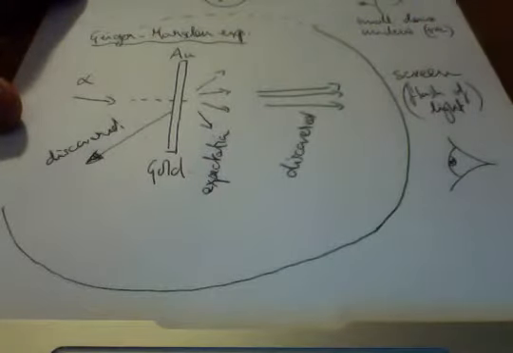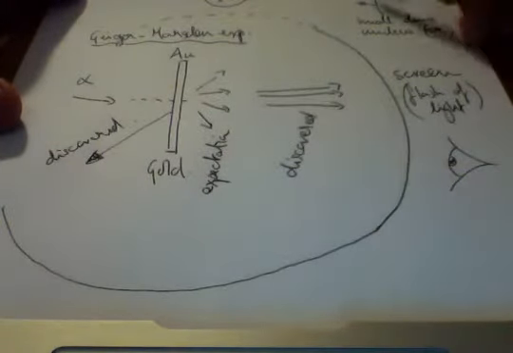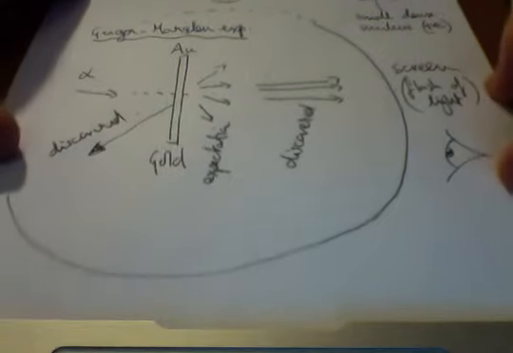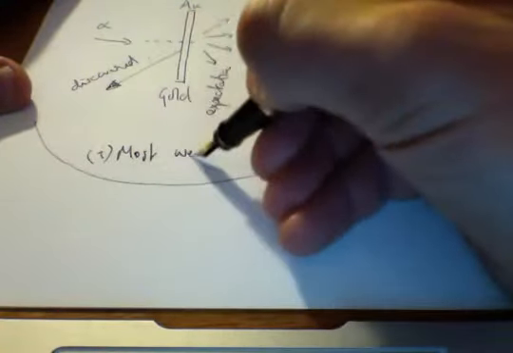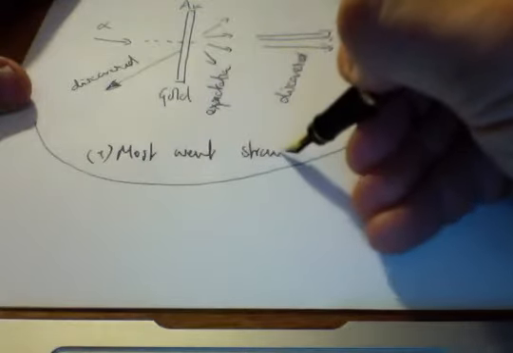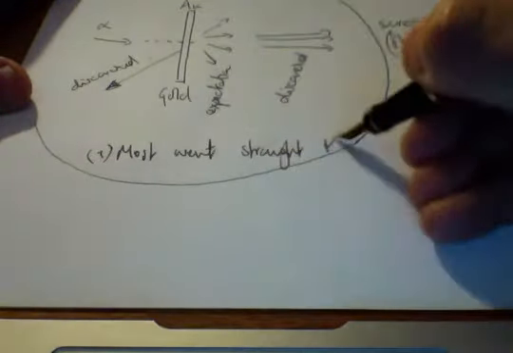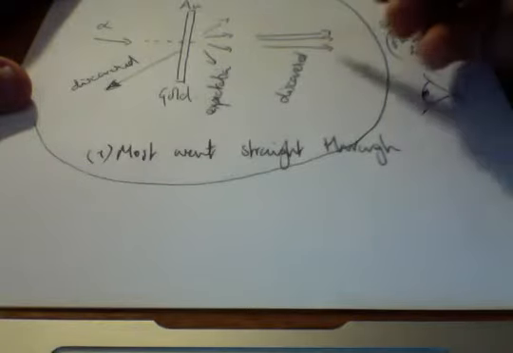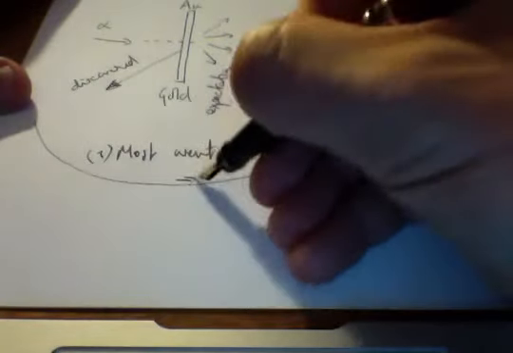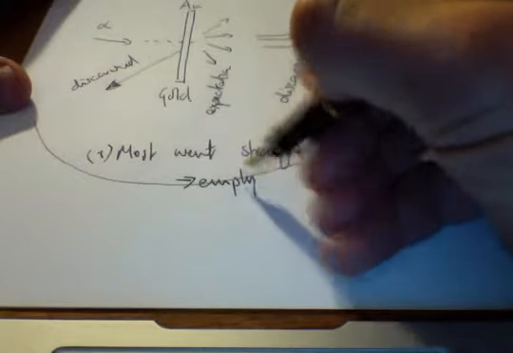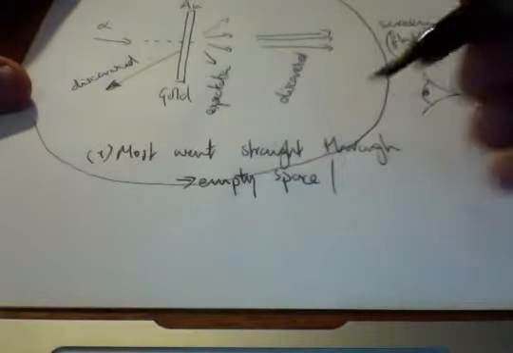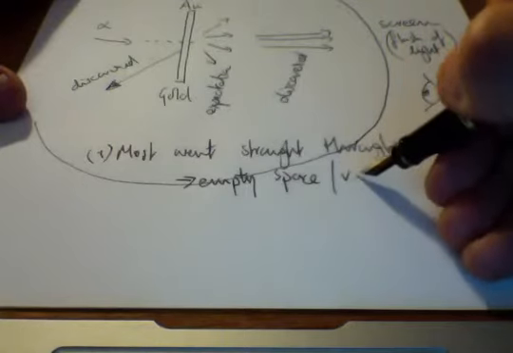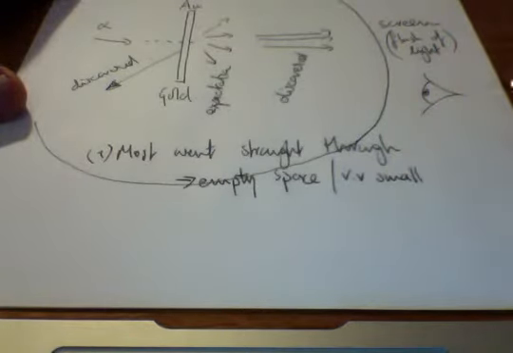Okay, so why on earth did that type of discovery yield this whole new model of the atom? Well, this is the reason why. The first finding was that most went straight through. And that suggested that the majority of the atom was empty space. Or, indeed, that there was something very, very small in the centre, but it was so small that it didn't deflect the alpha particle at all.